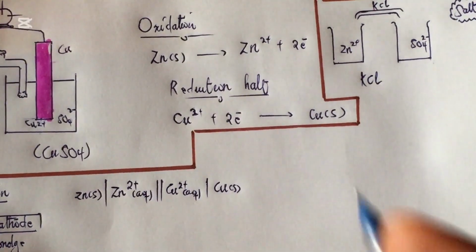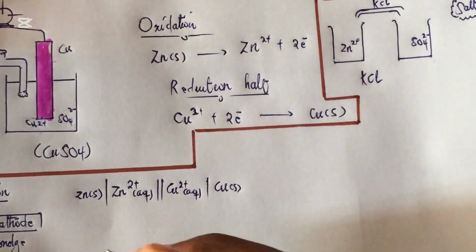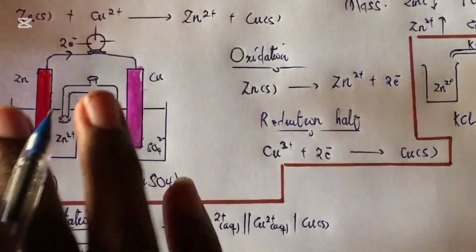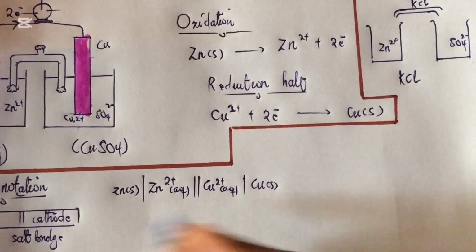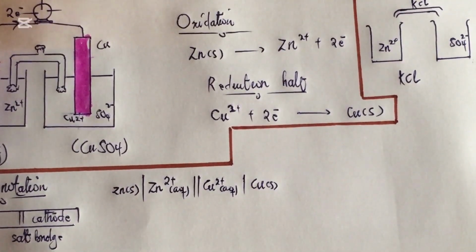Now there's one hint I want to give you. When you are writing the electrochemical cell notation and you are having something similar to this, always make sure that you are starting with a solid and ending with a solid. The aqueous part of it will always be in the middle. I hope you understand this part of it.